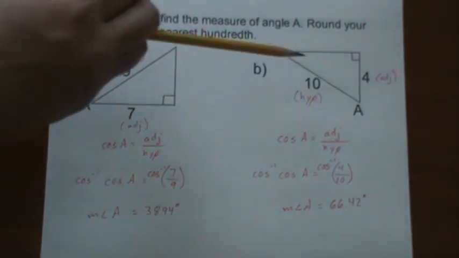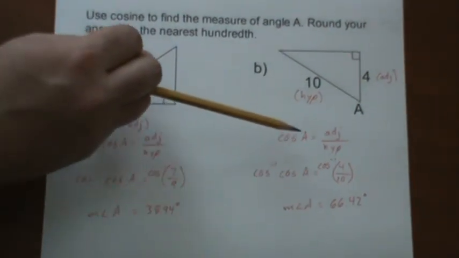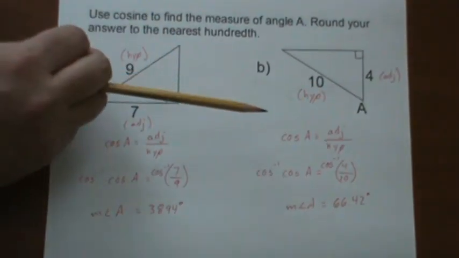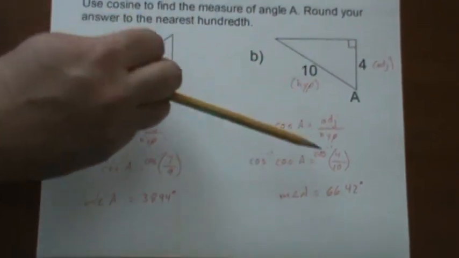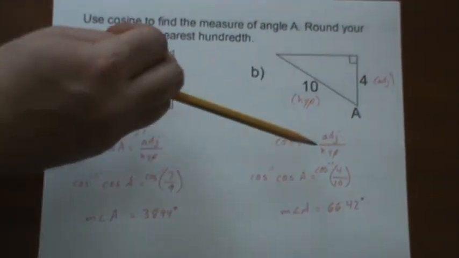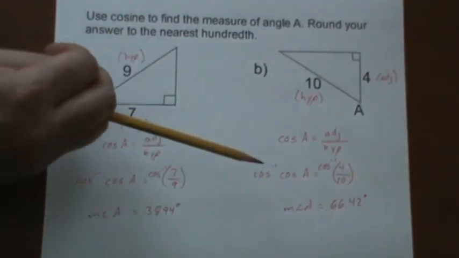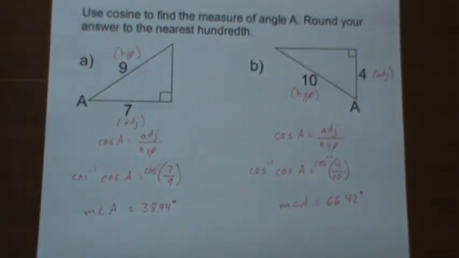In part B, again, we have the adjacent, we have the hypotenuse, so we write the cosine formula. Cosine of the angle equals adjacent over hypotenuse. The adjacent has a measure of 4, the hypotenuse has a measure of 10. To solve for A, I take the inverse cosine of both sides. So I end up with the measure of angle A equals 66.42 degrees.